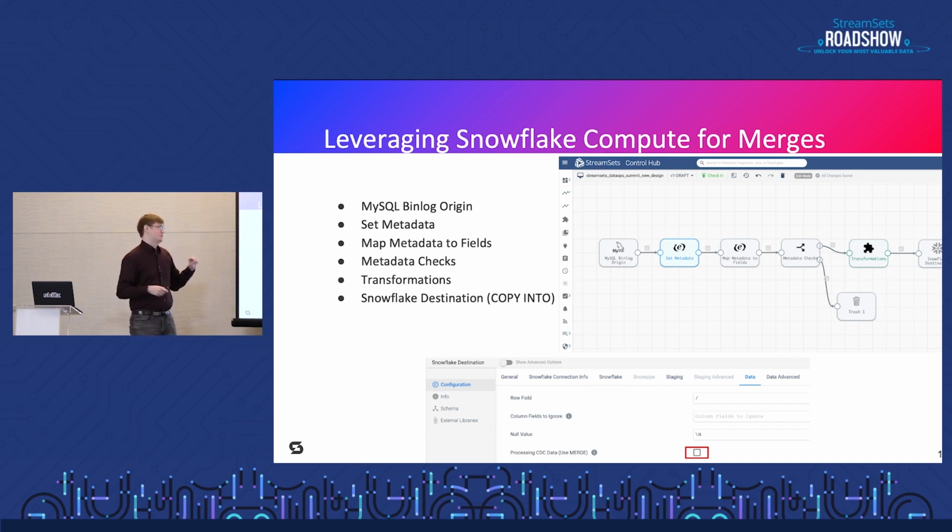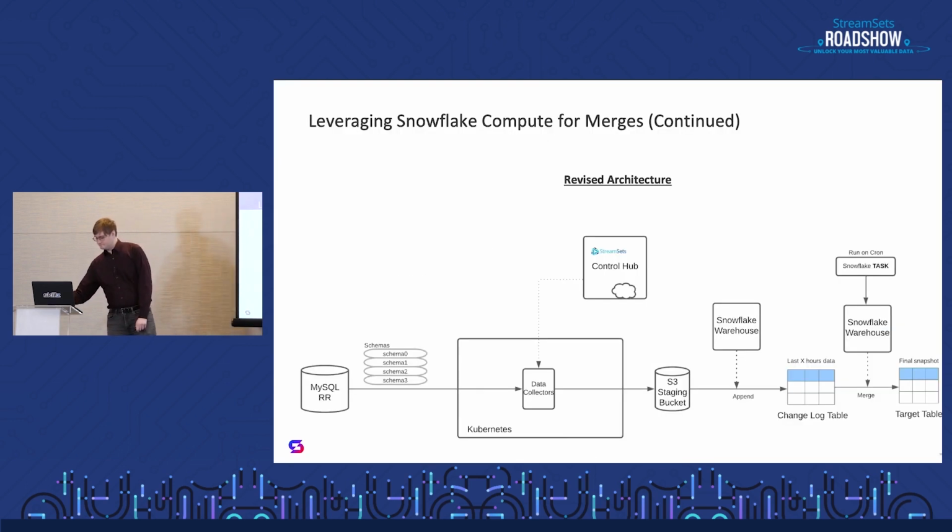That way, StreamSets is just in charge of running the very quick copy into statements. It runs a lot faster than waiting on the merges. There's no lock for the merges. And we basically just have data going to Snowflake all the time, which is great. So you see the little difference here is that all we have in the Kubernetes is basically the data being staged to S3 and then being appended to our changelog table.